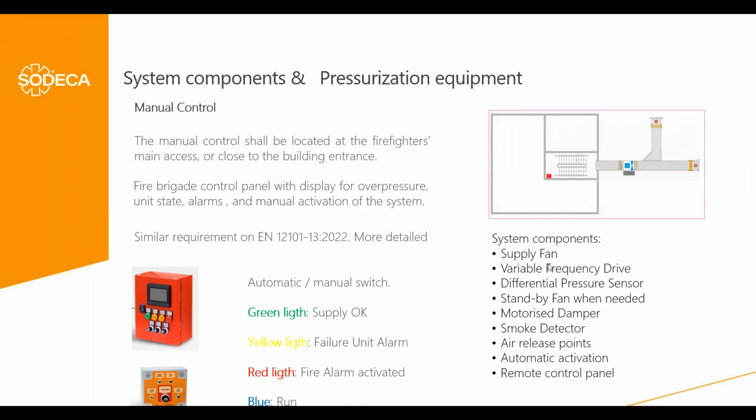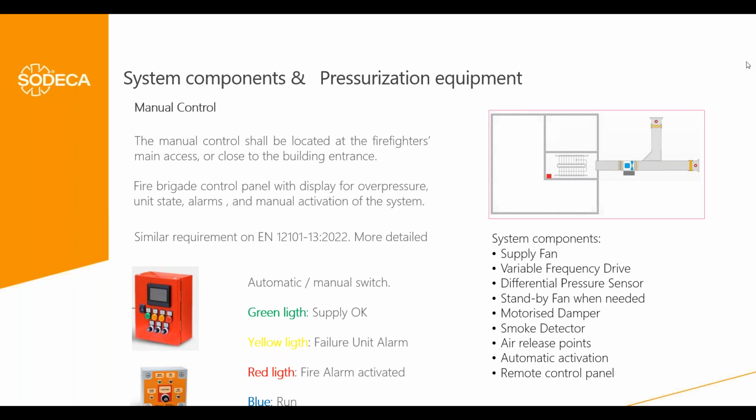And about the components, the last point is the manual control. This is necessary for the firefighters specifically. This manual control shall be located at the firefighters' main access or close to the building entrance: the fire brigade control panel with display for pressure, unit state, alarms, and manual activation of the system. We have these requirements both in part 6 and, in more specific, more detailed points, in part 13.